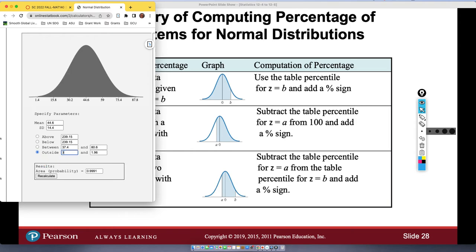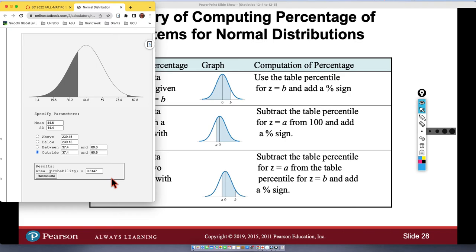So we could see that 37.4 and 80.6. So we could see the outside, or we could see between. And again, it's just clicking back and forth, and it'll change for us. What do you see between, if you go for between and outside? What you would see is that they add to 100%. There's 100% under this curve one way or the other.